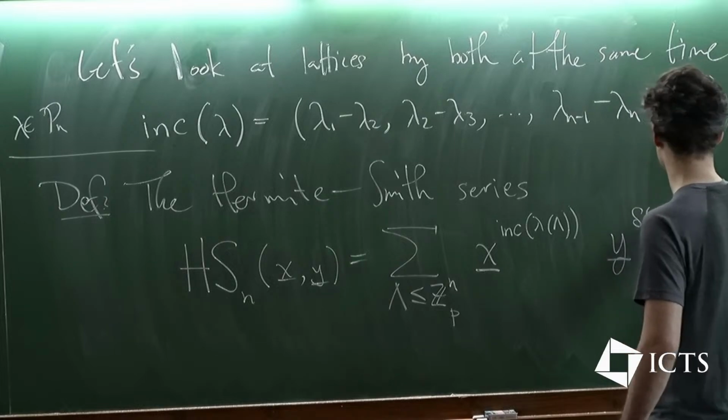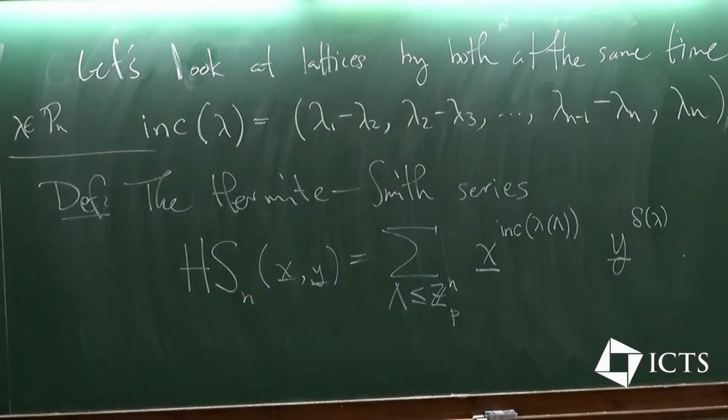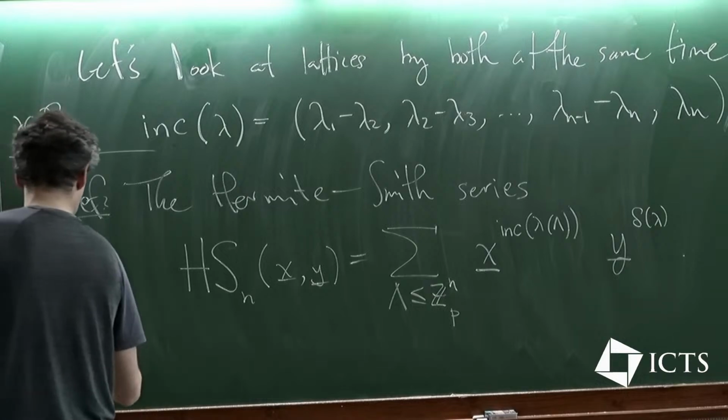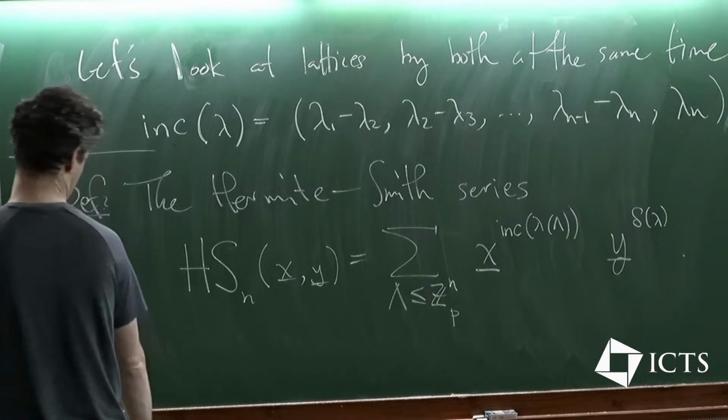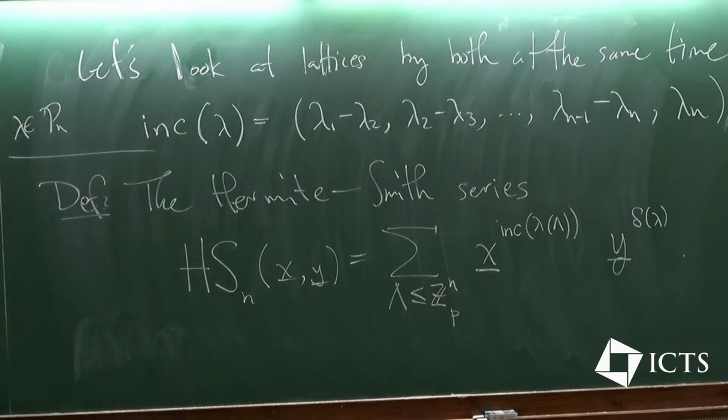I'll mention what the delta x is, the delta lambda is. Delta lambda is as follows. Actually, I'll explain it on the other board. I don't want to squeeze it in there. So I'm erasing the example, but this is what I mean by I only care about the diagonal entries.